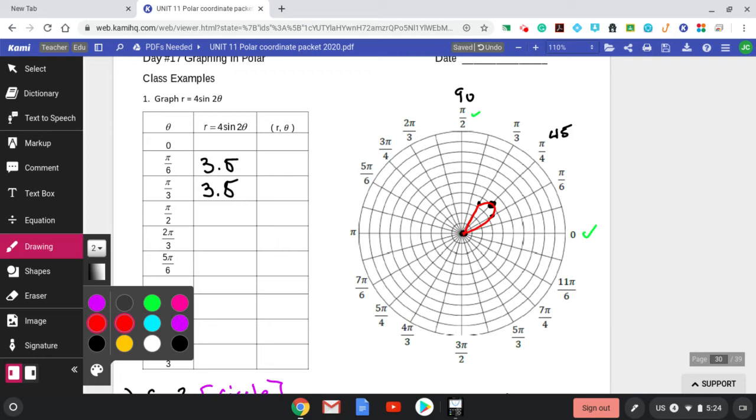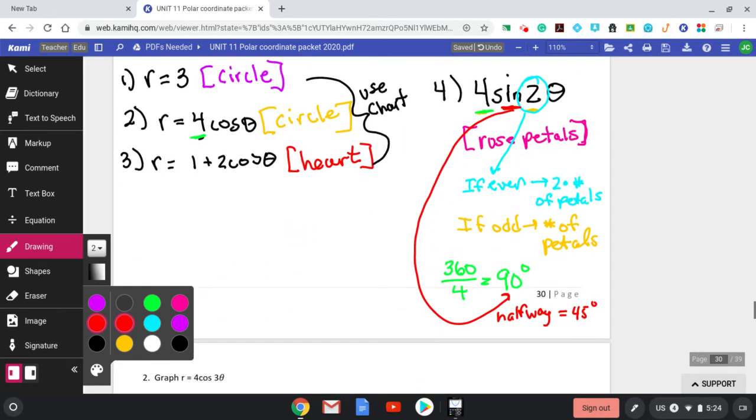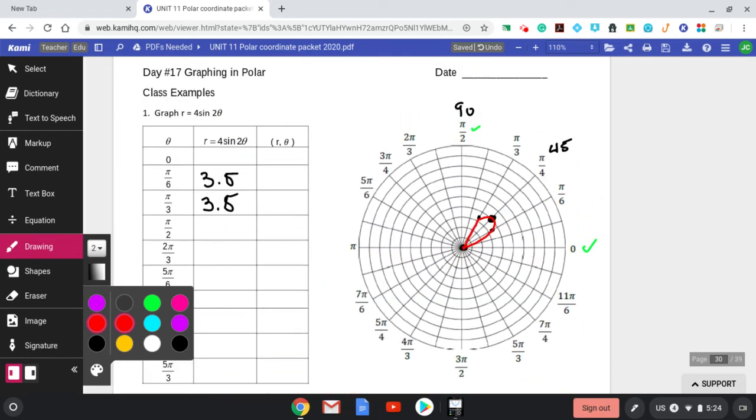Remember, how many petals should we have? 2 times 2, 4 petals. And how far apart should they be? 360 divided by 4 petals, they should be 90 degrees apart. The toughest one is the first one to get. Now this is going to go quick. Watch. Now I got to go 90 degrees.